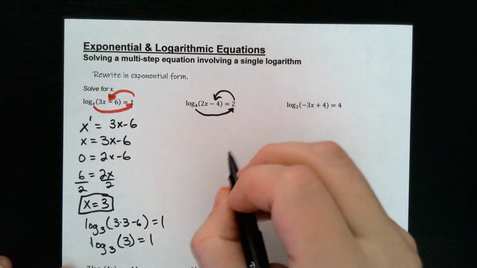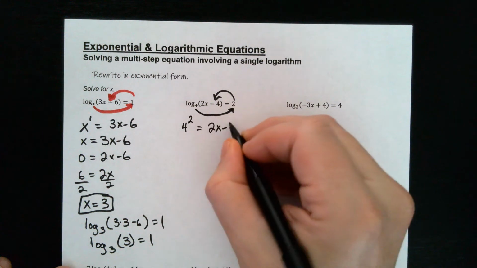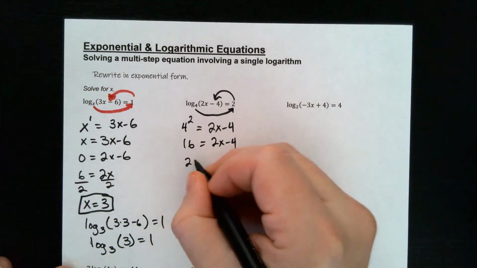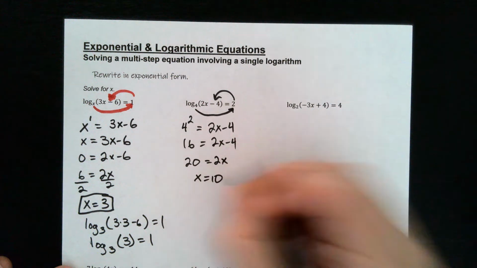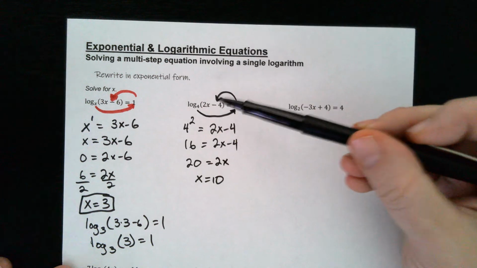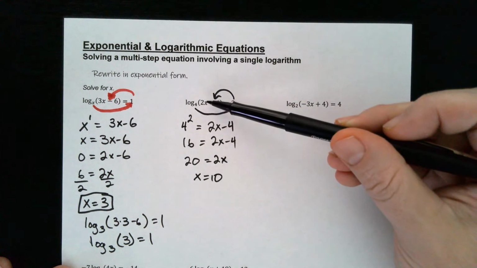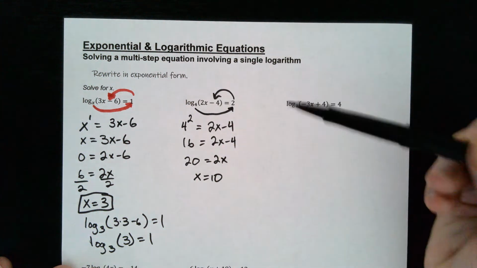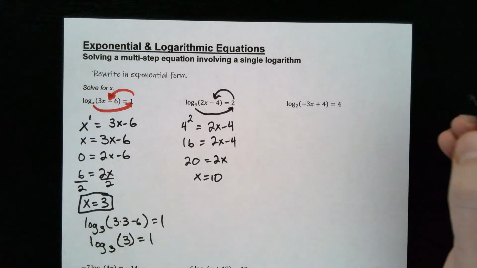All right, let's look at the next problem. We do the circle thing, and we get 4 to the 2 is equal to 2x minus 4. So 16 is equal to 2x minus 4. Add the 4, so we get 20 equals 2x. Divide the 2, and we get x is equal to 10. You don't even really have to check to see if they work. Just make sure you don't get a negative or 0 on the inside. So on the inside, it would be 2 times 10, which is 20, minus 4, which is 16. So it would be log base 4 of 16 is equal to 2. And that is true. If you change that into an exponential, 4 to the 2 power equals 16.